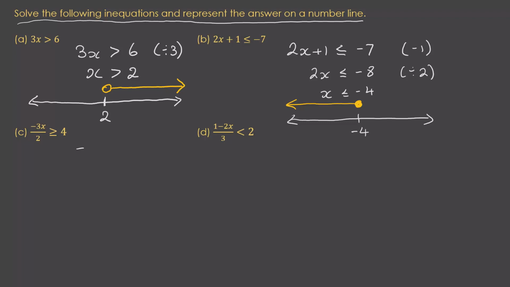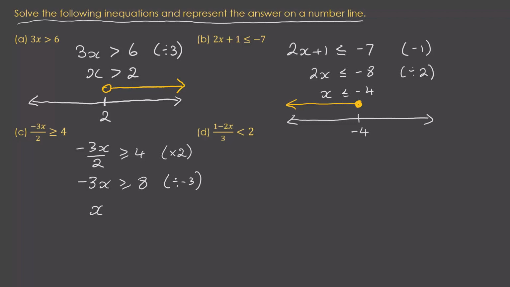So with this one, we've got -3x divided by 2 is greater than or equal to 4. I'm going to start by multiplying by 2, because I've got a divided by 2 on the left-hand side. And that gives me -3x is greater than or equal to 8. I'm now going to divide by -3.